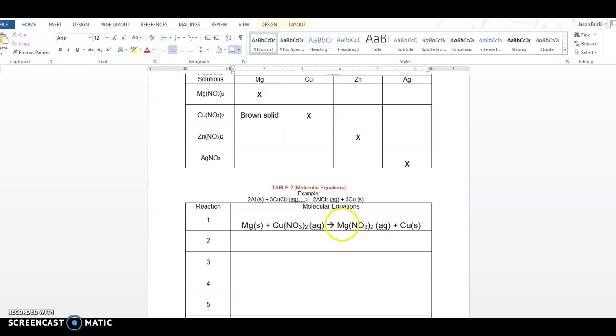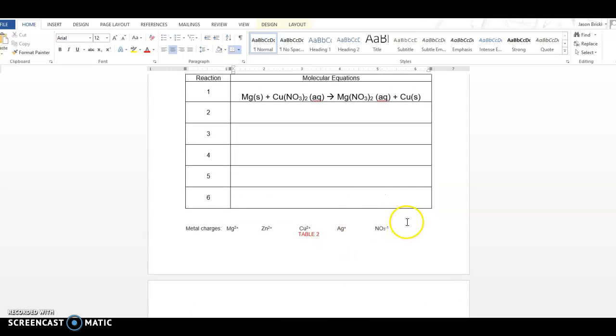So where am I getting the +2s? Well, if you look down here, I gave you the list of the metal charges and the charge for the NO3, the nitrate polyatomic ion.